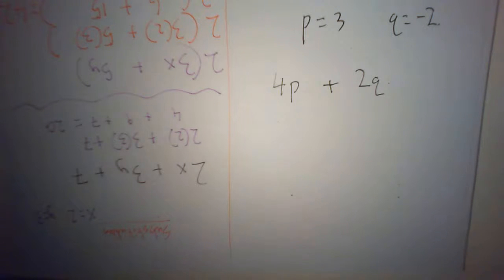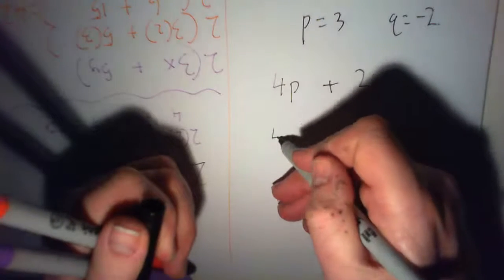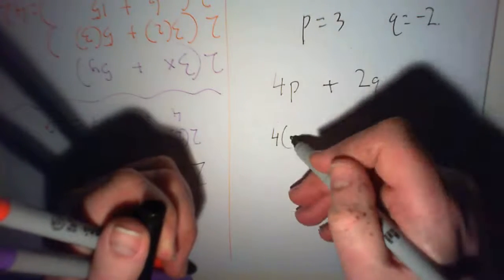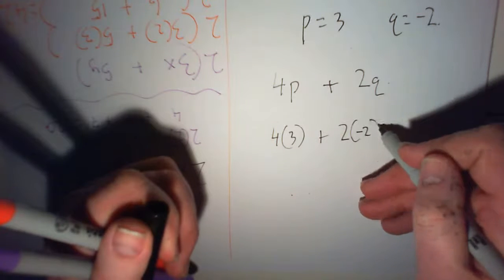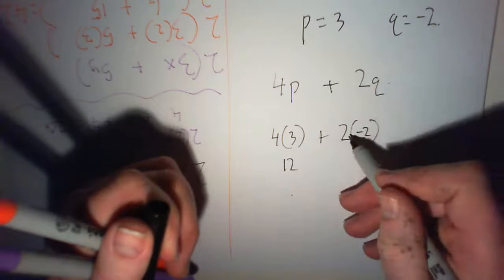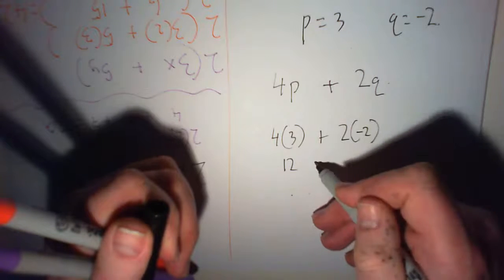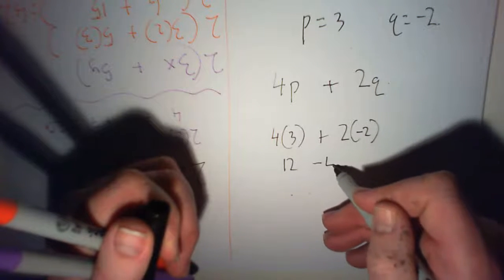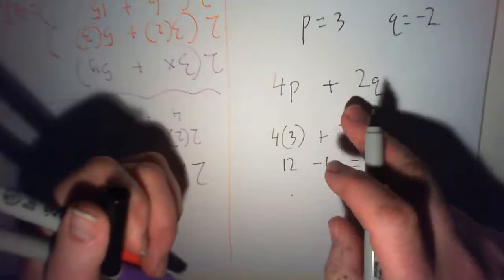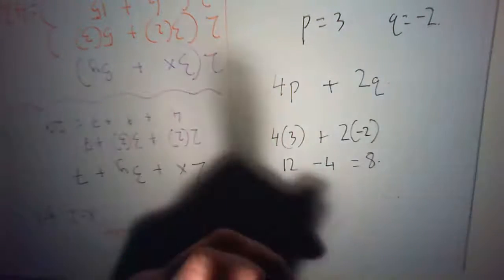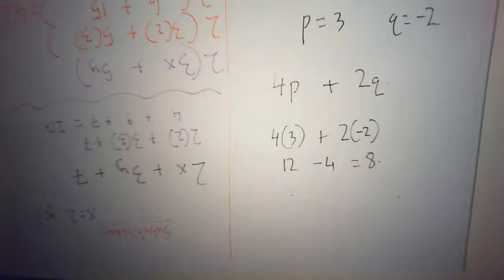And I'm back. All right, let's have a look at this one. 4 times 3 plus 2 times minus 2. That's 12. 2 times minus 2 is minus 4. And obviously that plus disappears. So 12 minus 4 is 8. So that expression is actually 8 when you substitute in those two values for the variables. That's interesting.